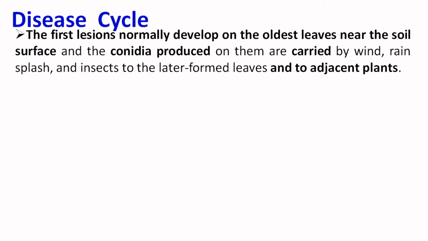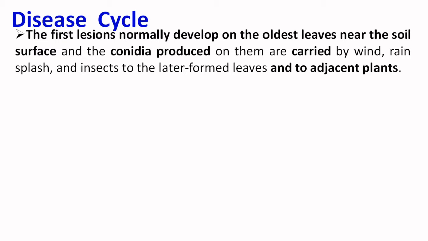In short, when we say that the fungus or pathogen is targeting the host plant, always remember that the oldest leaves, which are very close to the soil surface, are the target of the conidia which land there. The landing is carried out by dissemination agents like wind, rain splash, or sometimes insects, which bring these spores or conidia in contact with a leaf surface very close to the ground.